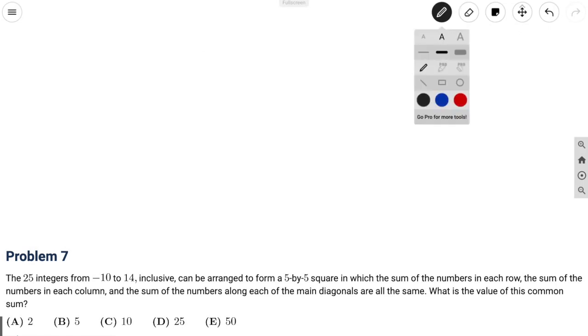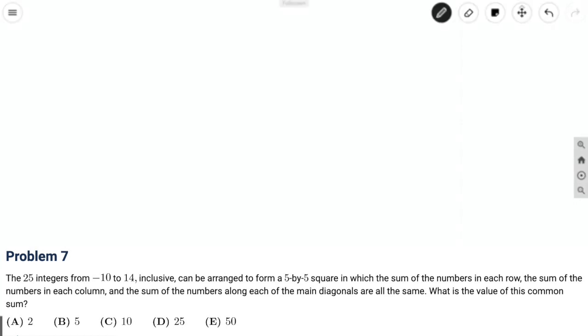Now moving on to the next problem, which is problem number 7. The 25 integers from -10 to 14 inclusive can be arranged to form a 5 by 5 square in which the sum of the numbers in each row, the sum of the numbers in each column, and the sum of the numbers along each of the main diagonals are the same. What is the value of this common sum?